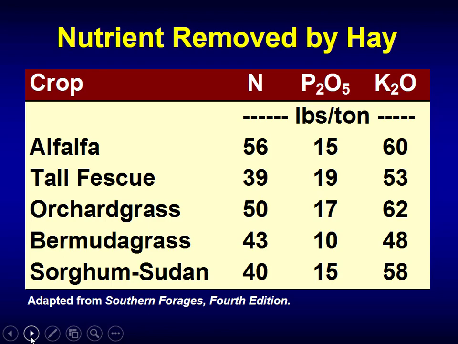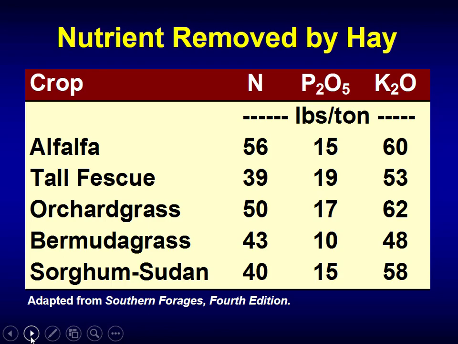One of the concepts that I want to send you home with is that when we make hay off of pastures, we're removing nutrients, and we're removing significant quantities of nutrients, and that's very important to manage, because if we remove those nutrients, we've got to eventually put them back, right? It's kind of like a checking account. I can write a check and remove money from my account, but I can't keep writing checks if I don't deposit any more money in that account. Eventually, it's going to run out.